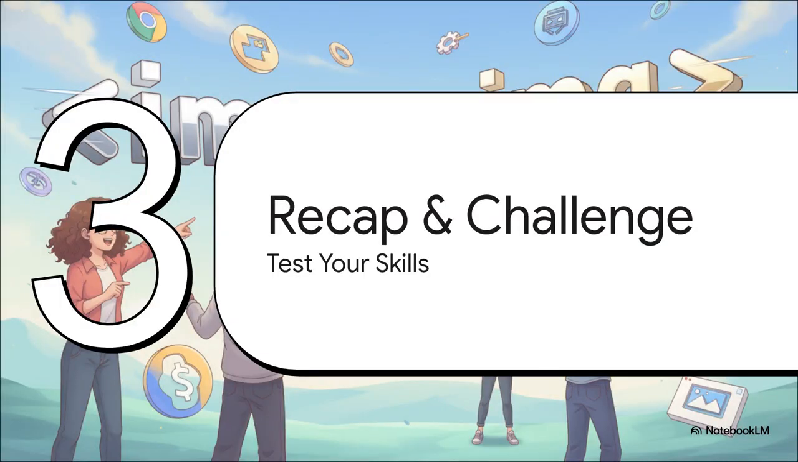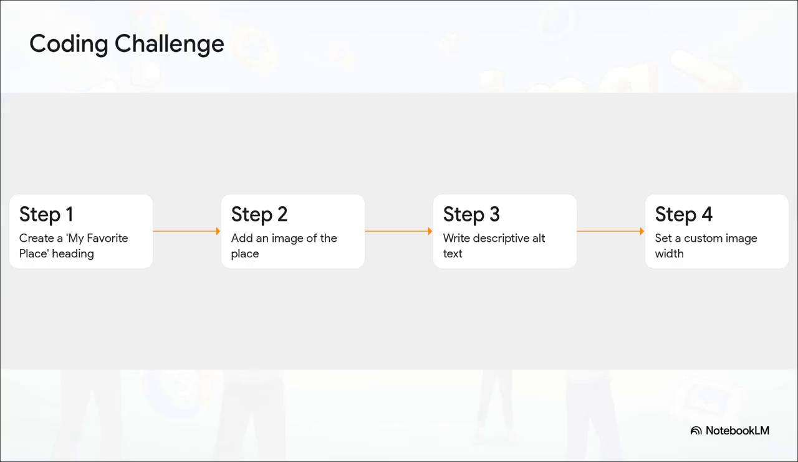And we've made it to Section 6, Recap and Coding Challenge. It's time to test your skills. Okay, I want you to open up your code editor right after this explainer and try this mini hands-on task. Ready? First, create a heading that says, "My Favorite Place." Second, find an image of your favorite place online or on your computer and add it using the image tag.